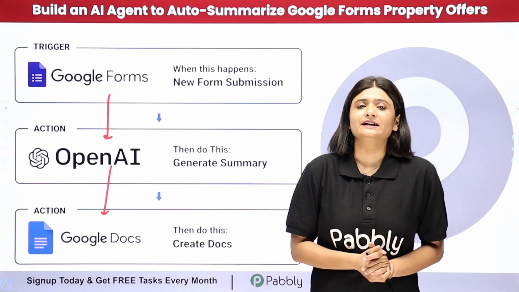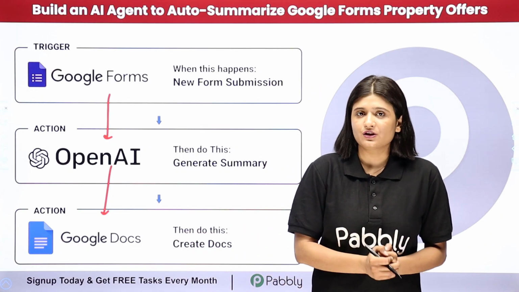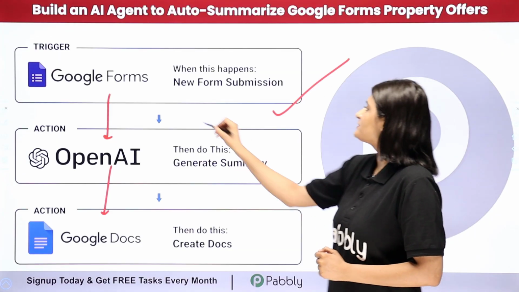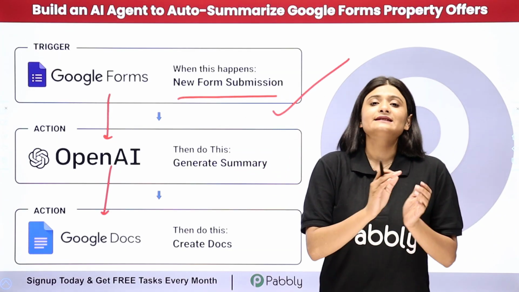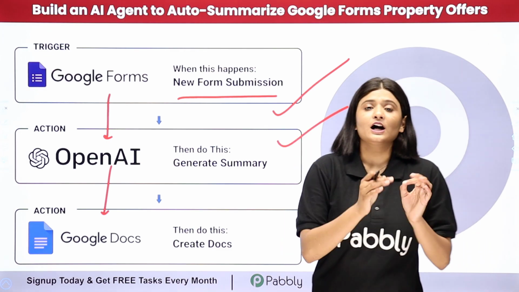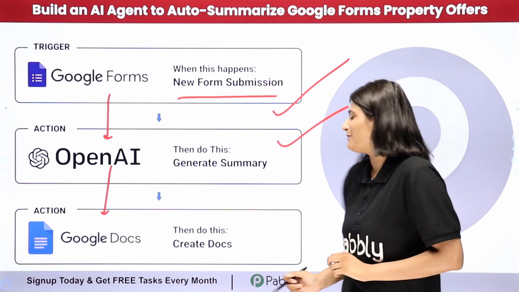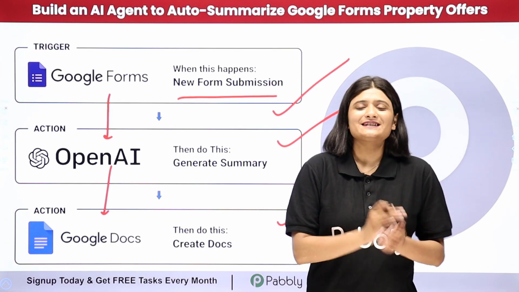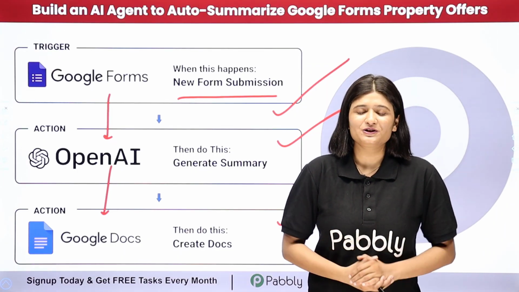With the help of Pabbly Connect, I am going to build this connection in such a way that whenever there is a new form submission in my Google Forms, the summary will be automatically generated with the help of OpenAI, and then a doc will be automatically created in my Google Docs. Now, if you want to learn the step-by-step process, then let me take you all to my screen.